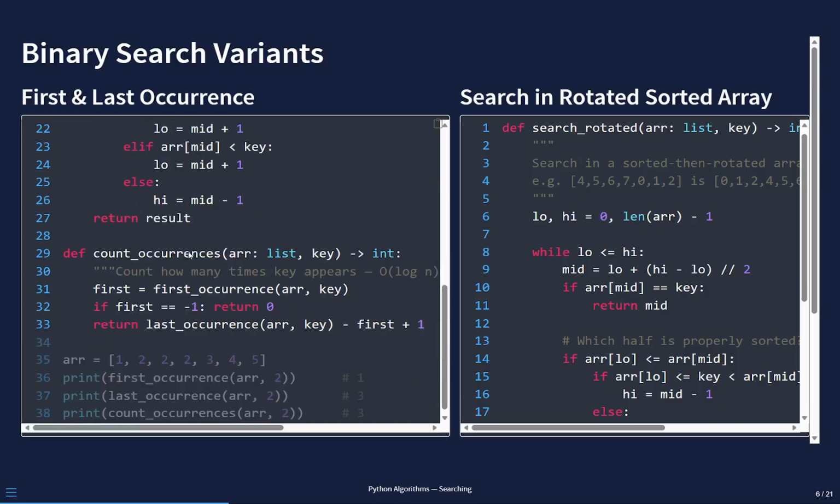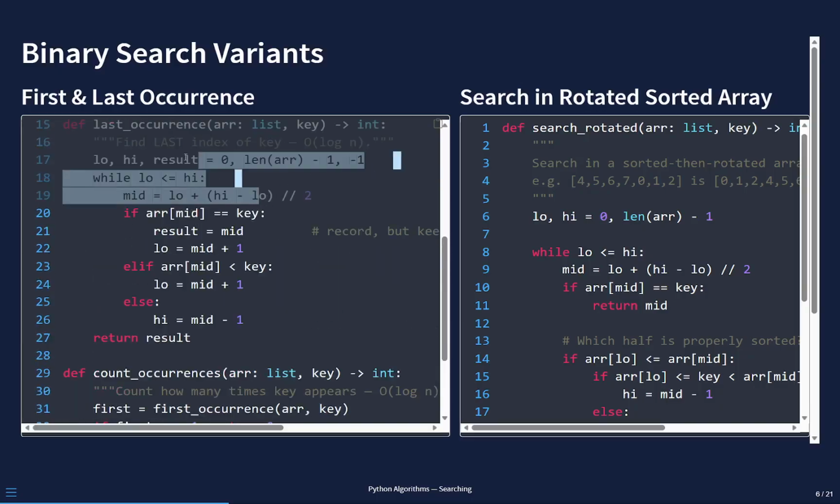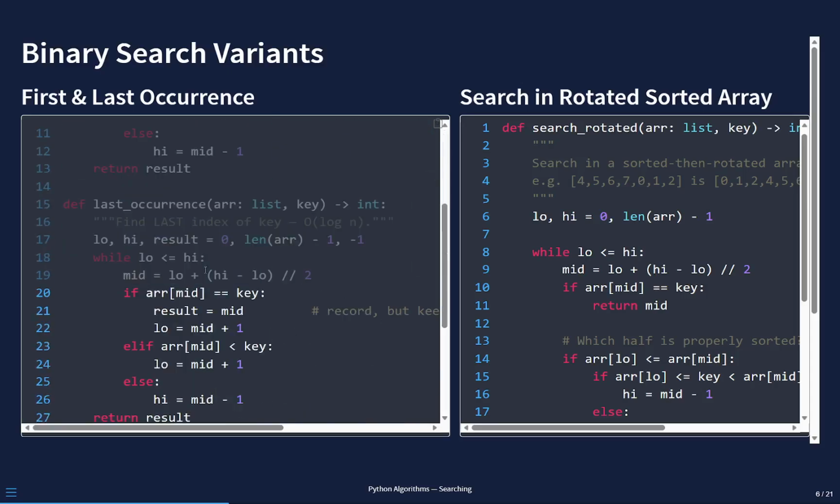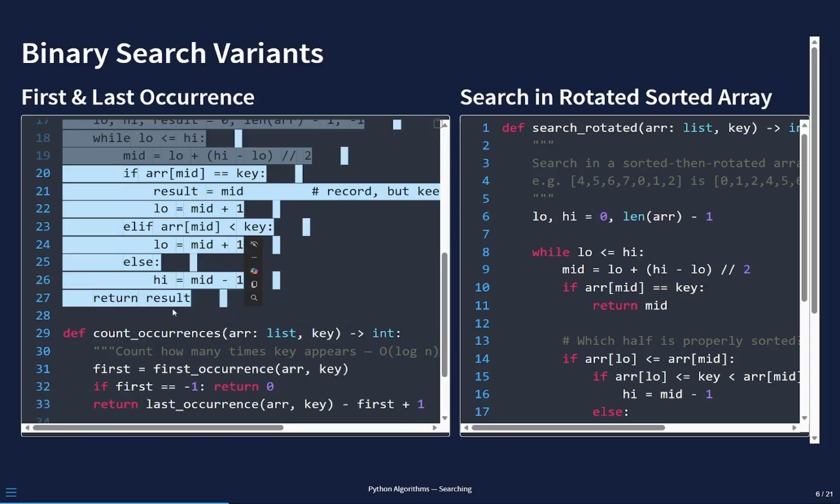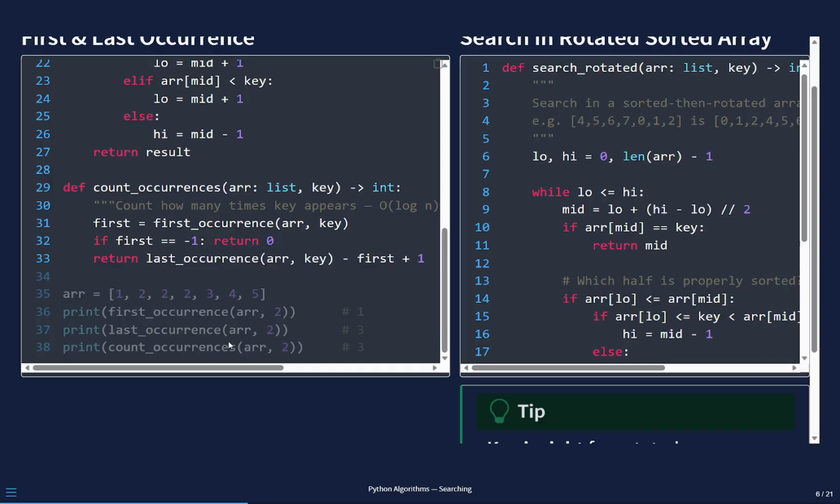Last occurrence is symmetric. When we find a match, record it, and continue searching right. Low equals mid + 1. The last candidate is the rightmost match. Count occurrences is then trivial: last - first + 1. 2 binary searches instead of 1 linear scan. O(log n) total. On 1, 2, 2, 2, 3, 4, 5, the first occurrence of 2 is index 1. Last is index 3. Count is 3.